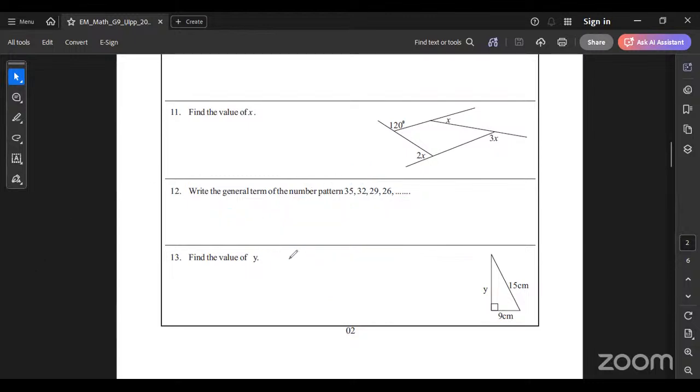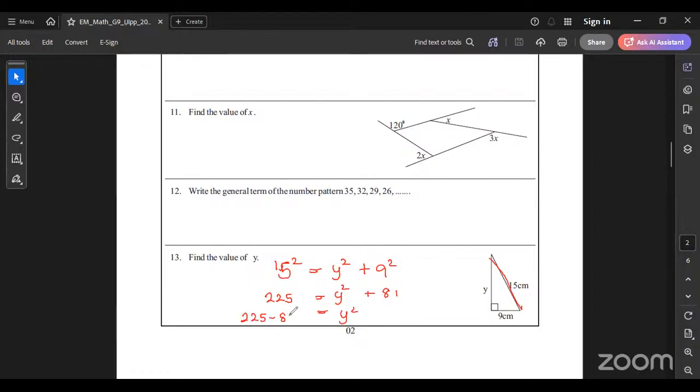Then find the value of y. This is a right angle triangle, so we use the Pythagoras theorem. 15 to the power 2, that's the hypotenuse power. The hypotenuse power is equal to the remaining sides' powers: y to the power 2 plus 9 to the power 2. 15 to the power 2 is not 100, it is 225. Y to the power 2. 9 to the power 2 is 81. Then subtract 81 from both sides and tell me y to the power 2.